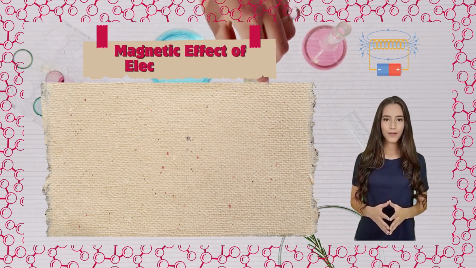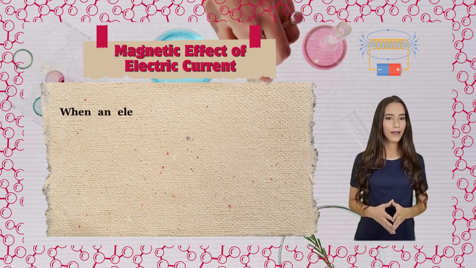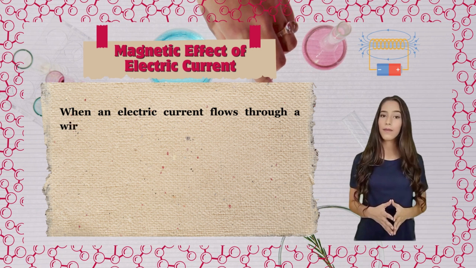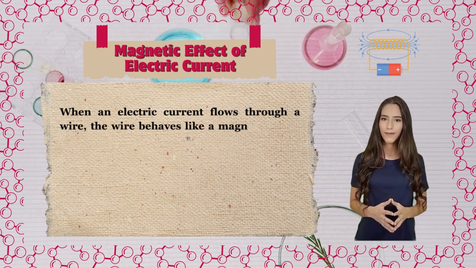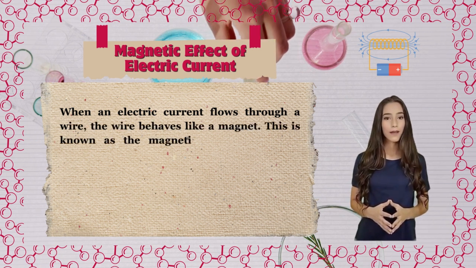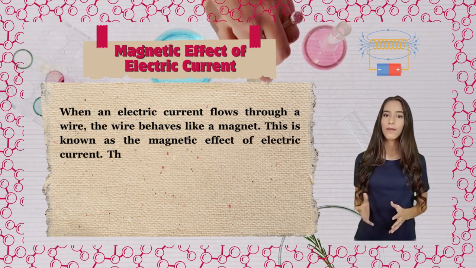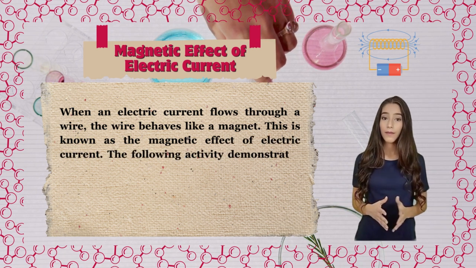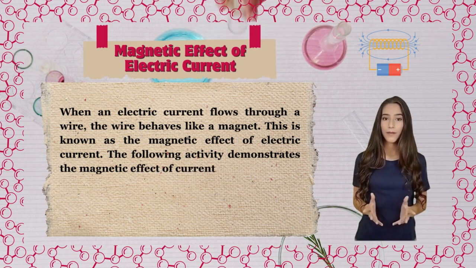Magnetic effect of electric current. When an electric current flows through a wire, the wire behaves like a magnet. This is known as the magnetic effect of electric current. The following activity demonstrates the magnetic effect of current.